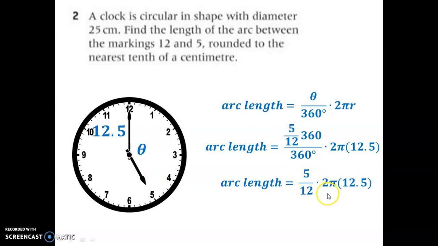So 5/12 of the circumference will give us the length of this arc. And that works out to 32.7 centimeters.